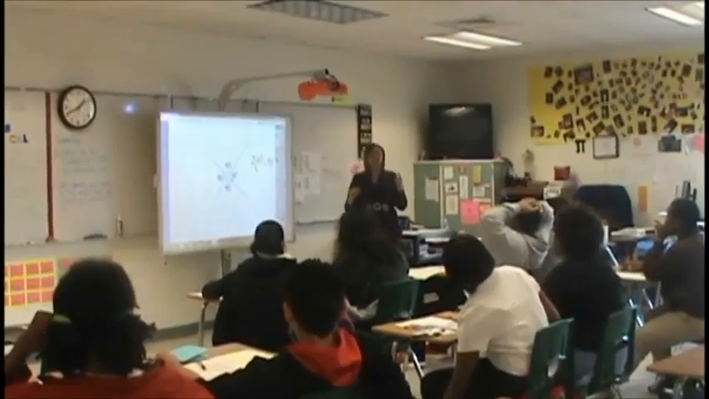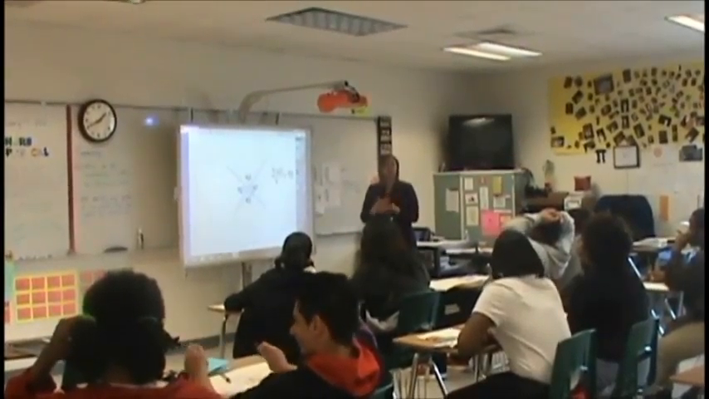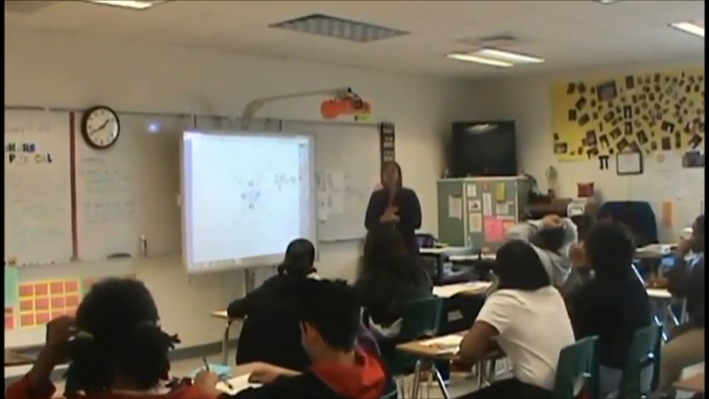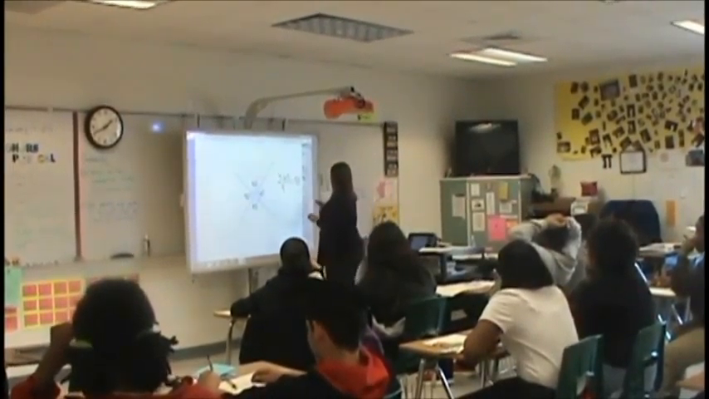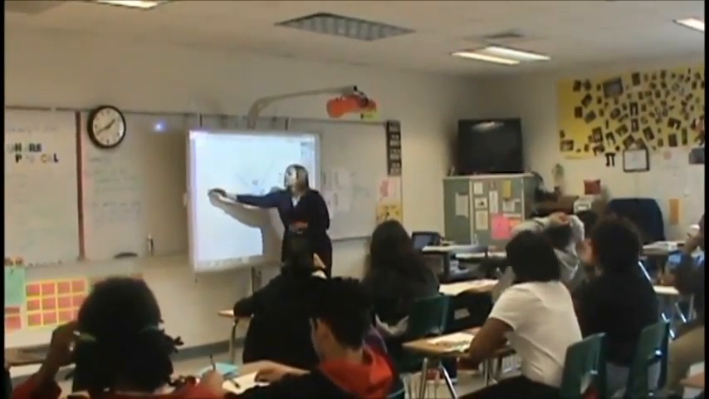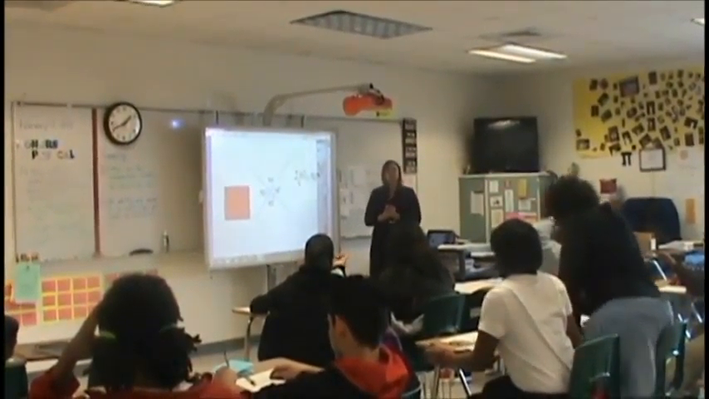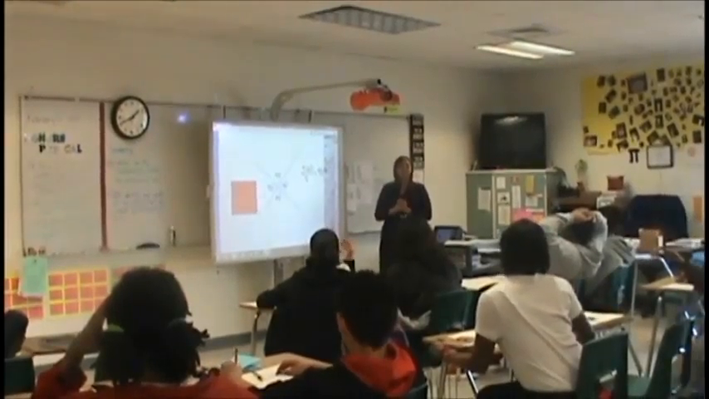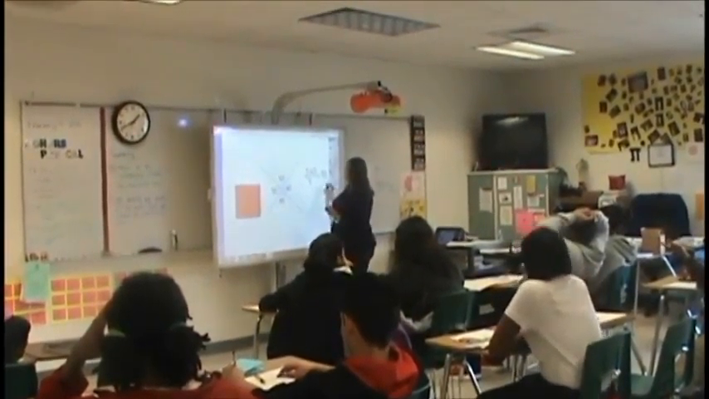Does any other situation exist where all 4 angles would be congruent? Is there another situation that exists where I can have vertical angles and all 4 of them are congruent? A square. Where are vertical angles in a square? In that corner. It'd still be 90 degrees. It'd still be the same thing.